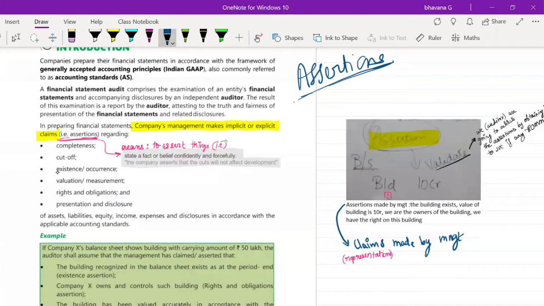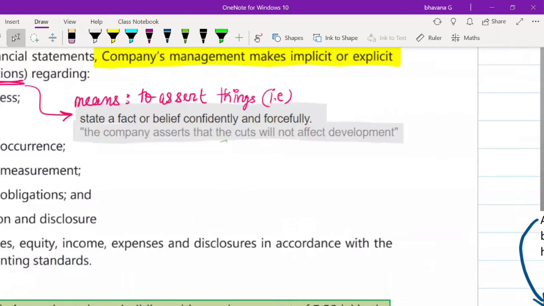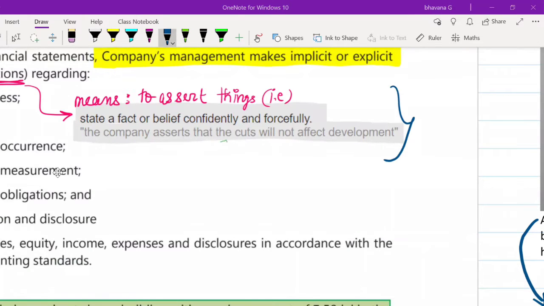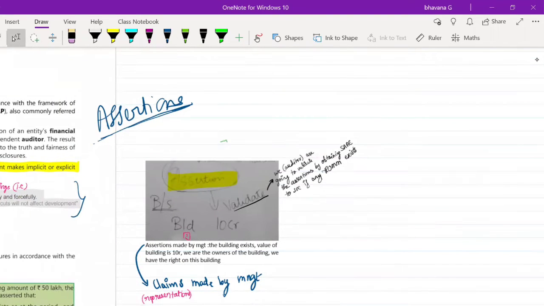So when I Googled what is assertions, okay, whenever you don't know something, the first thing you do is you Google it, right? So when I Googled what is assertions, this is the definition that I got. It was written that state a fact or belief confidently and forcefully. This is what assertions mean. That means you would have already known that it is a responsibility of the management of a company to prepare financial statements. So it is a management responsibility to prepare financial statements, right?